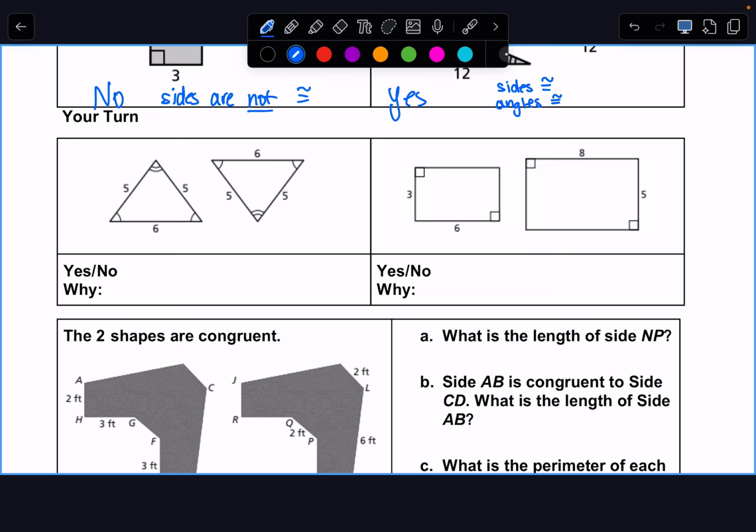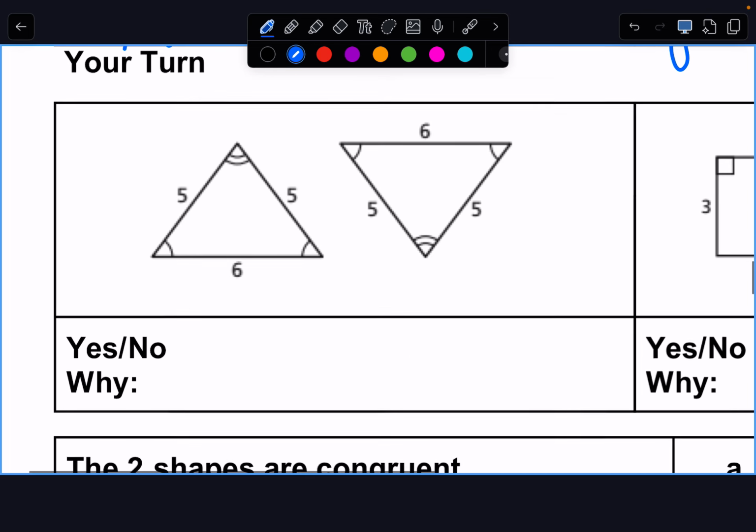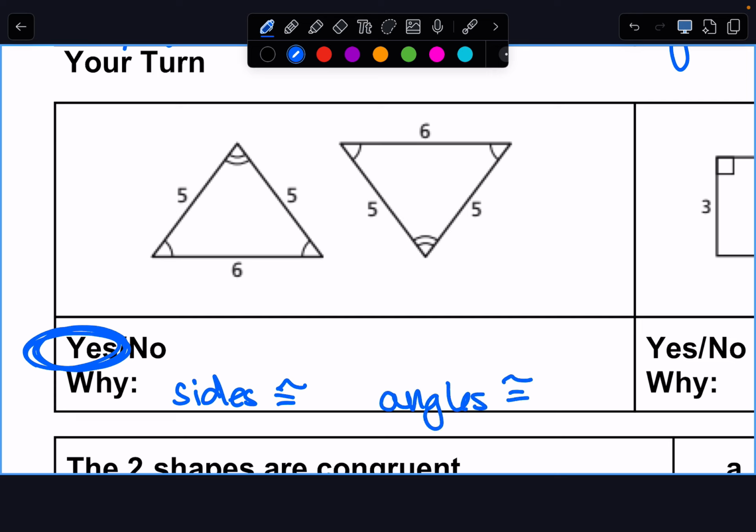All right, yes or no to this first one? Yes. Because both of them are congruent. Okay, we have corresponding sides that are congruent, right? And we have corresponding angles that are congruent. Okay, awesome. Corresponding.